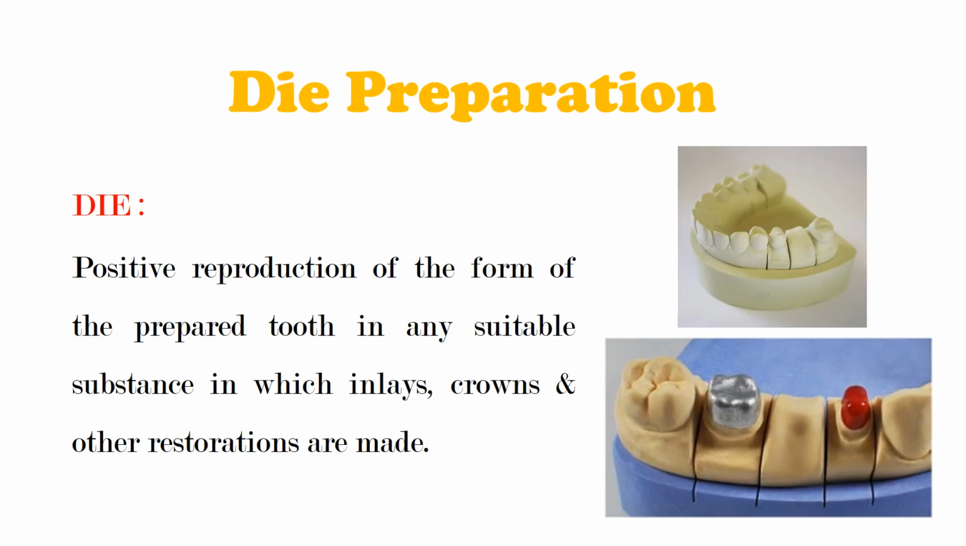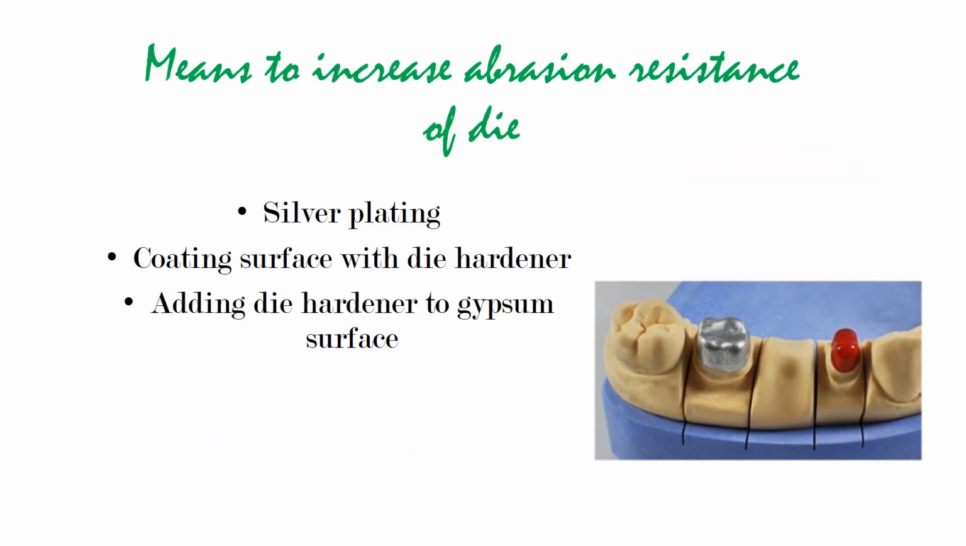Third step is you have to prepare a die. So what is a die? Die is a positive reproduction of the form of the prepared tooth in any suitable substance in which your inlays, crowns and other restorations are made. So here, this is the cut section, and the whole thing is known as cast, and the cut portion on which you want to achieve restoration is your die. Silver plating or coating the surface with die hardener, all these are done to increase the abrasion resistance of a die.